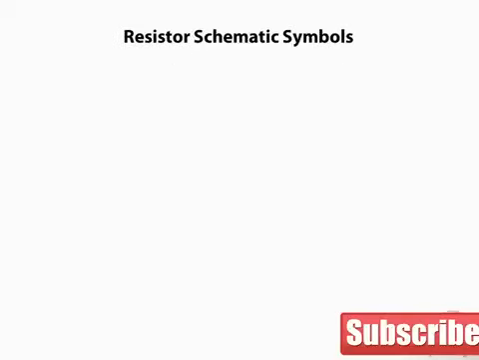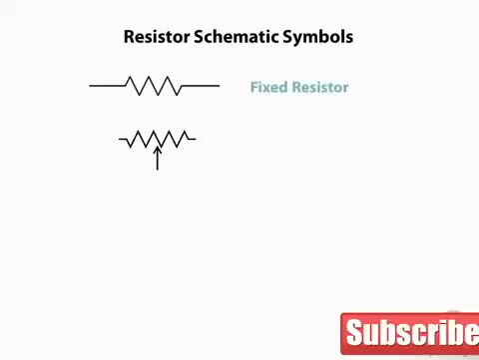Resistors are shown in schematics in various ways. Some of the following are common schematic symbols. This symbol shows a fixed resistor. This symbol shows a variable resistor, or what we would also call a potentiometer. Note that it has 3 leads.